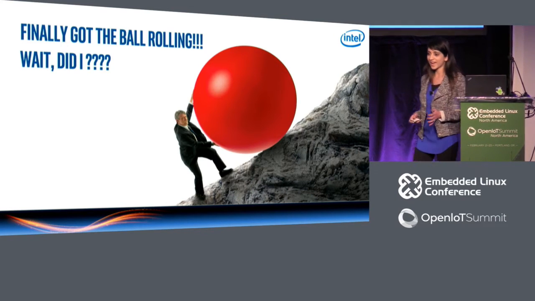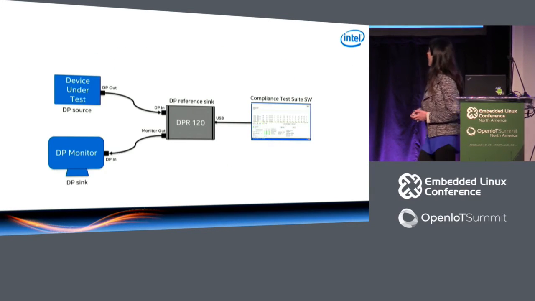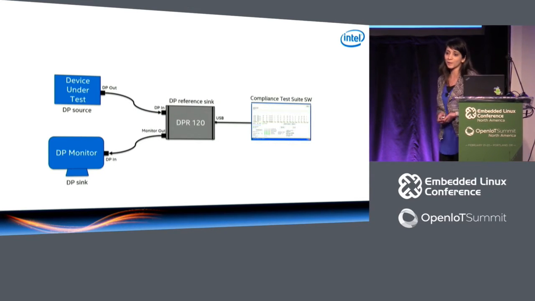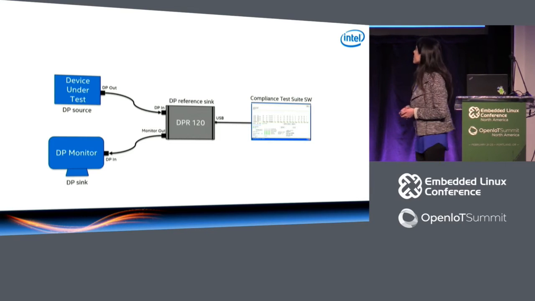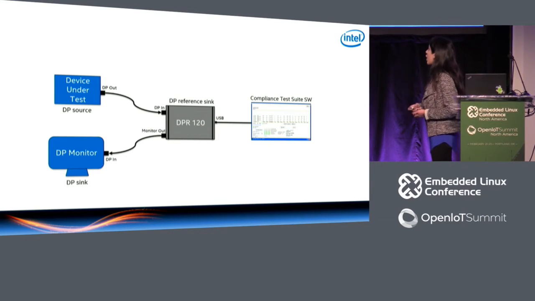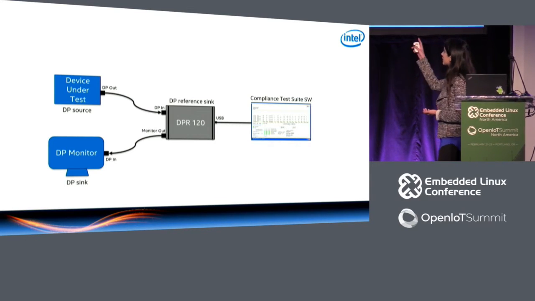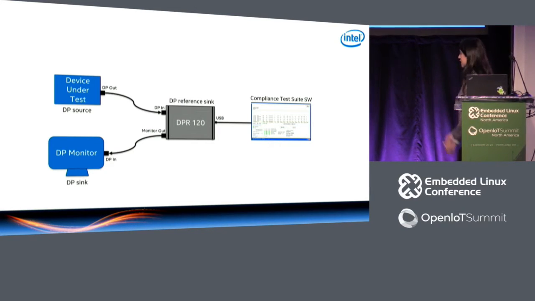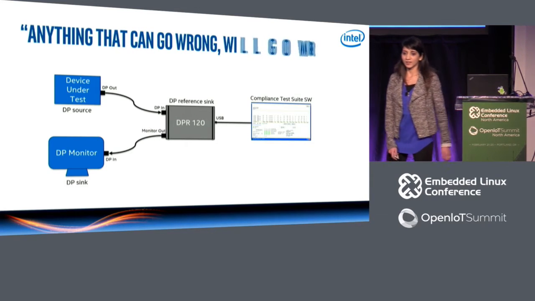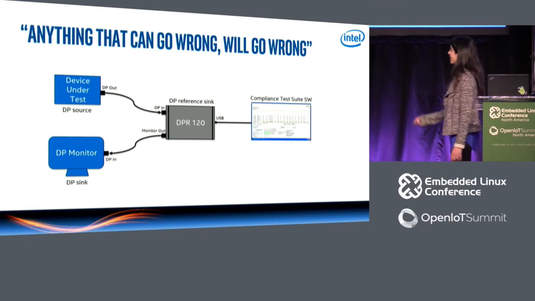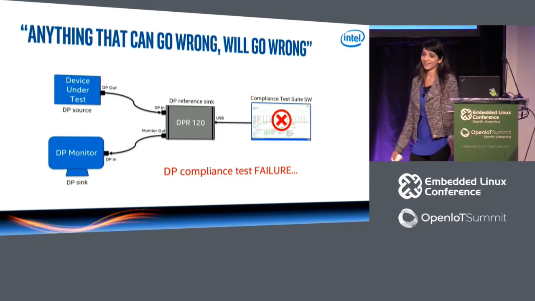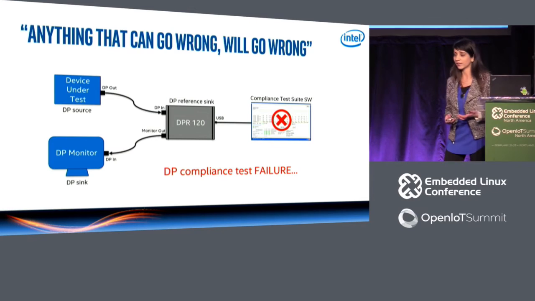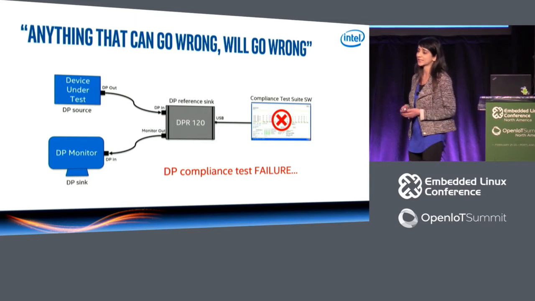But wait, did I? So I got very excited and I was like, okay, I'm going to see if it passes compliance, right? Then my job is done if everything works. So I hooked up my laptop running the graphics driver to the DPR120, connected it to the DisplayPort monitor, and ran this compliance test suite. But guess what? Murphy's law is true, right? So the compliance tests failed. So that meant I had to do more investigation and more coding to figure out what was going wrong and fix it.